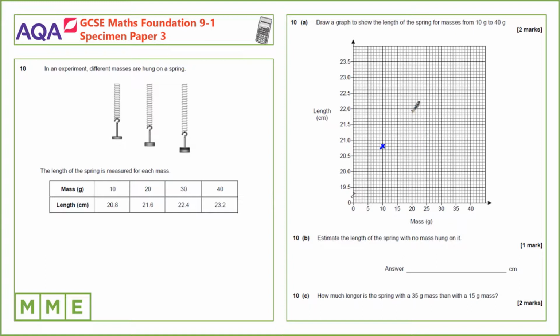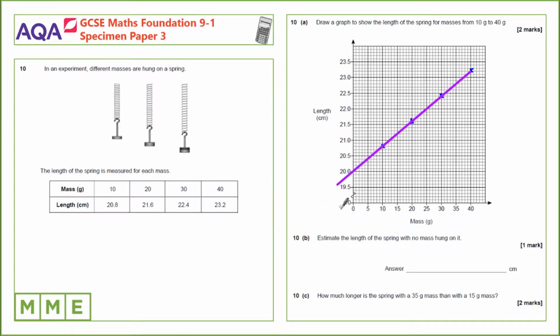Should be there. 30 grams is at 22.4. And 40 grams at 23.2. Now that we've got these, we should join them up with a straight line, and that's our plotted graph.